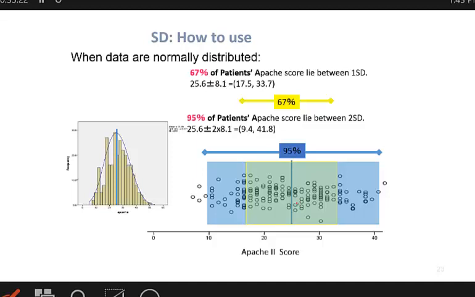So what we do is we multiply by 2. You do mean plus minus 2 times 8.1, and then define the range. And then we can say if the data are normally distributed, 95% of patients' APACHE scores fall in that range. I asked the PI of this study whether that is the case, and he said, yeah, almost always. A few patients are out of that range, but 95% probability is okay. So this is the utility of a standard deviation.